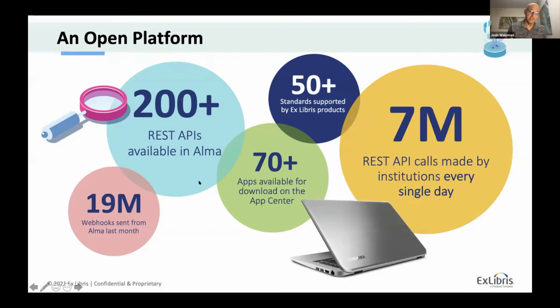Many of you have probably seen this slide before with some various adjustments, but I like to always point out some updated numbers about the open platform. The open platform is what we call the way that Ex Libris products, and Alma in particular, can reach out and work with your institutional ecosystem. So, 200 REST APIs, you've heard that before, millions of webhooks sent every month, millions of API calls every day.